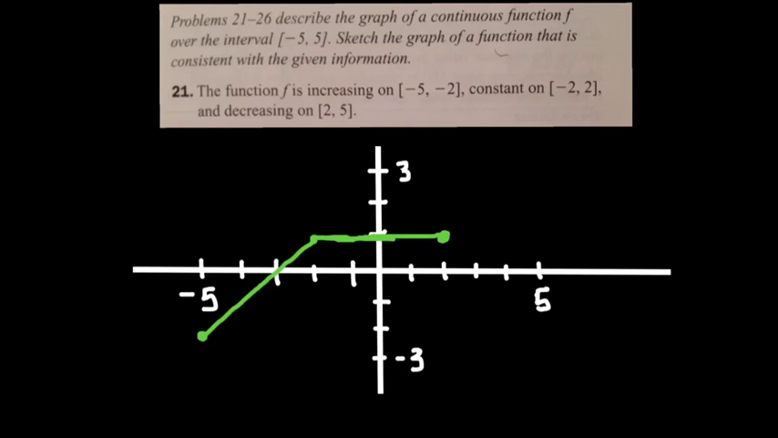And then finally, we want our function to be decreasing between 2 and 5. Again, your point should be 5, something. It doesn't really matter what, as long as when you connect it, it creates a section that is decreasing. So you can see that this function is increasing between the domain values, or the x values, of -5 to -2. It's constant between -2 and +2, and it's decreasing between +2 and +5.